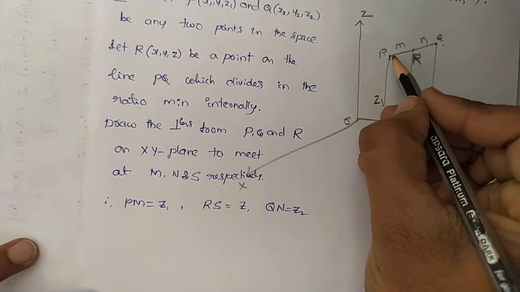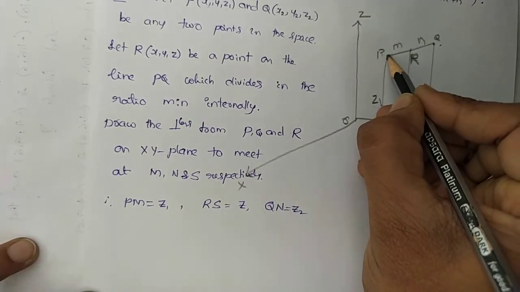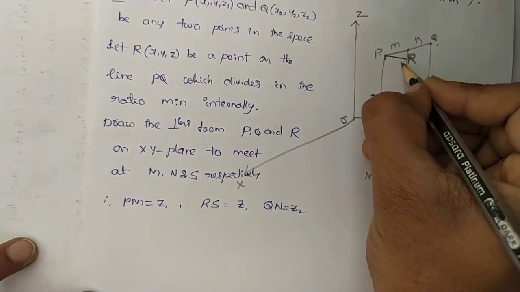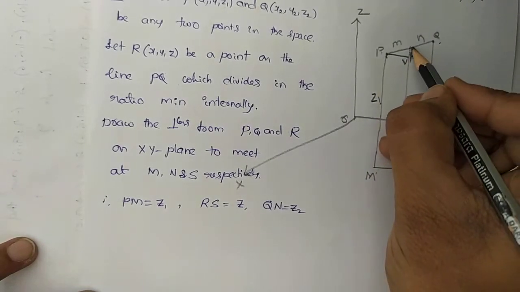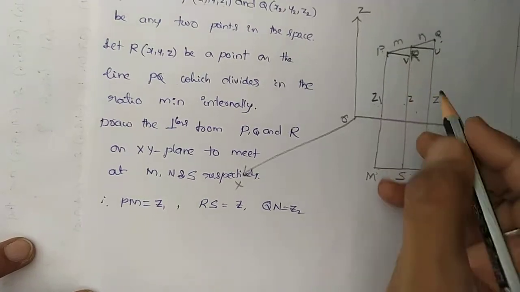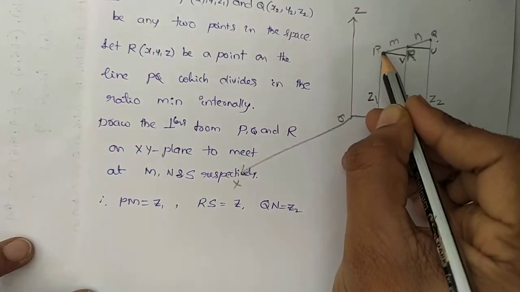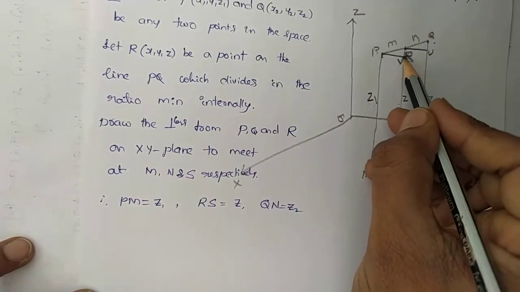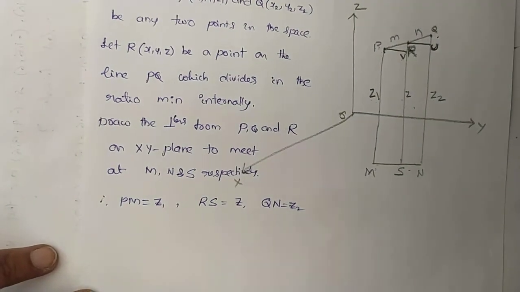Next, observe the figure once again. Draw a line perpendicular to RS; this point we will consider V. Similarly, draw a line perpendicular to QN; we will take this point as U. This point is P, this point is R, this point is Q, this point is V, and this point is U.